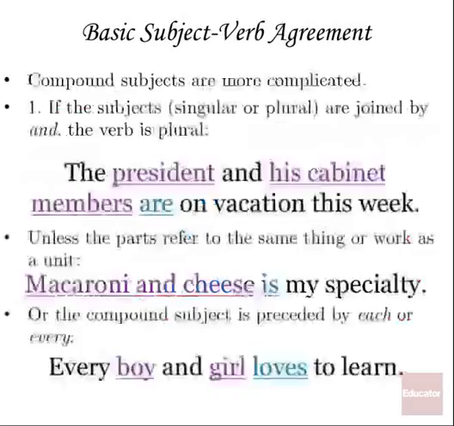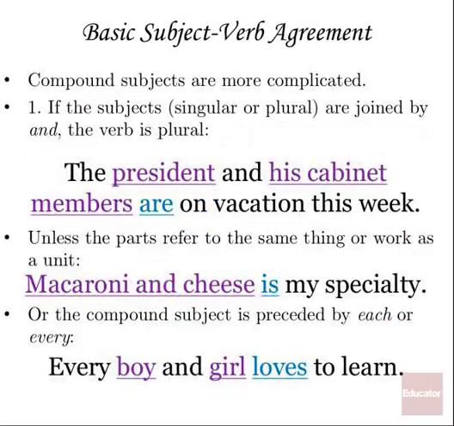Seems pretty simple, right? Compound subjects are more complicated. First of all, if the subjects, singular or plural, are joined by the conjunction and, the verb is plural. The president and his cabinet members are, plural verb, on vacation this week. We have two different subjects joined by the conjunction and, so we use the plural verb are.